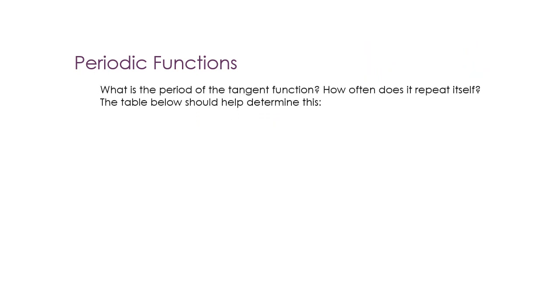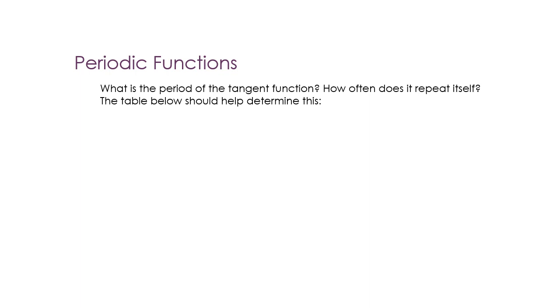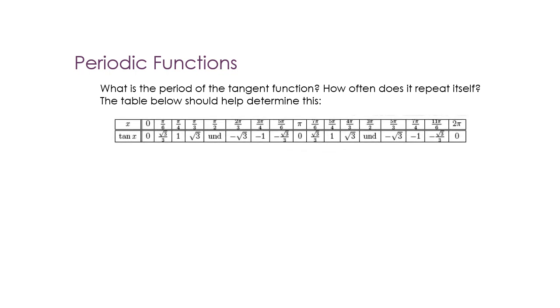So let's continue on this. What is the period of the tangent function and how often does it repeat itself? Here's a table of values that will help us determine this. You can see here's the values for x, here's the value for the tangent function. No repeats here, no repeats, no repeats, but then it looks like right when we get to pi, we start repeating these output values.